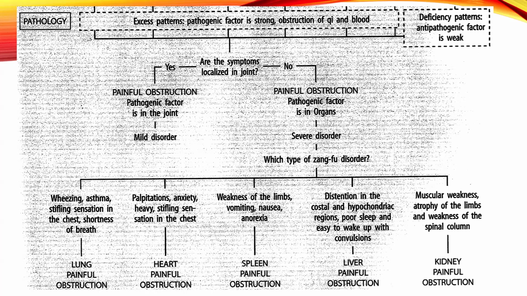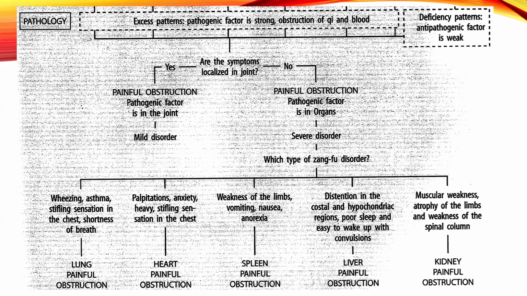So which type of organ painful obstruction disorder? If we see asthma, stifling sensation in the chest, shortness of breath, that is lung painful obstruction. If there is palpitation, anxiety, heavy stiffening sensation in the chest, that is heart painful obstruction. If weakness of the limbs, vomiting, nausea, anorexia, that is spleen painful obstruction.